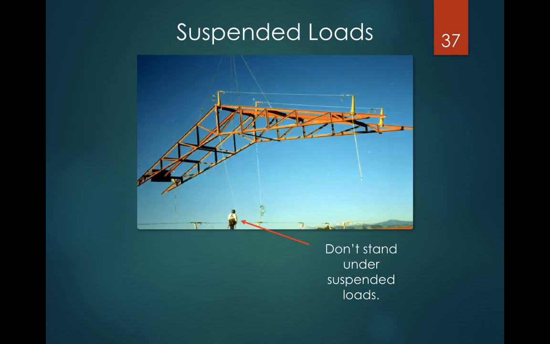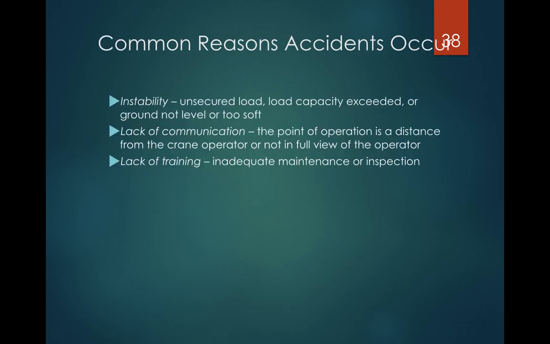Suspended loads. This is a big one. Don't stand under suspended loads. Never do that. Common reasons accidents occur: instability, unsecured load, load capacity exceeded, or ground not level or too soft. Lack of communication: the point of operation is a distance from the crane operator and not in full view of the operator. And the lack of training, inadequate maintenance or inspection.